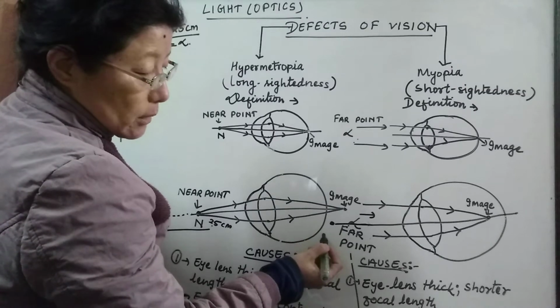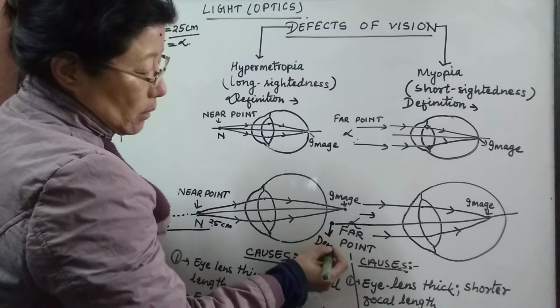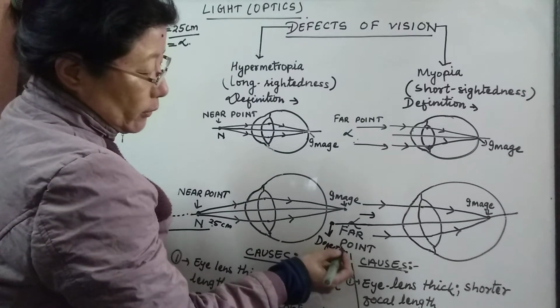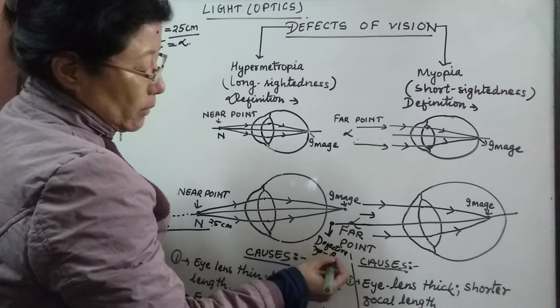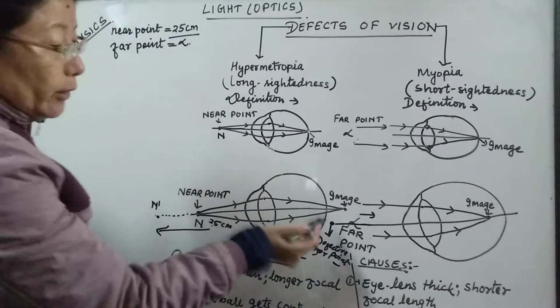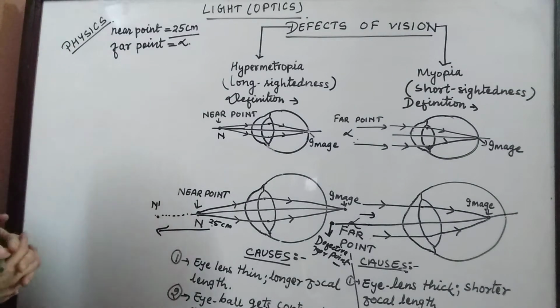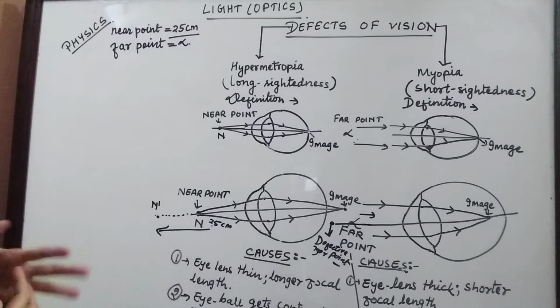So defective far point, right? So this is the problem. Defective near point, defective far point. Understood, no? Now the causes. What are the actual causes of the defect?